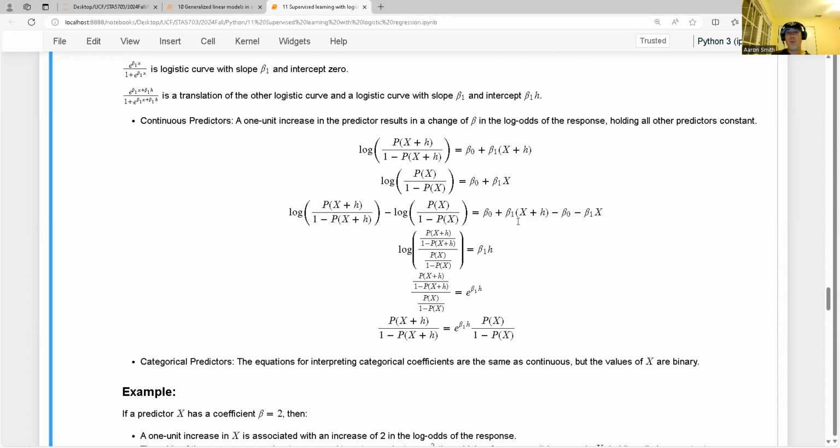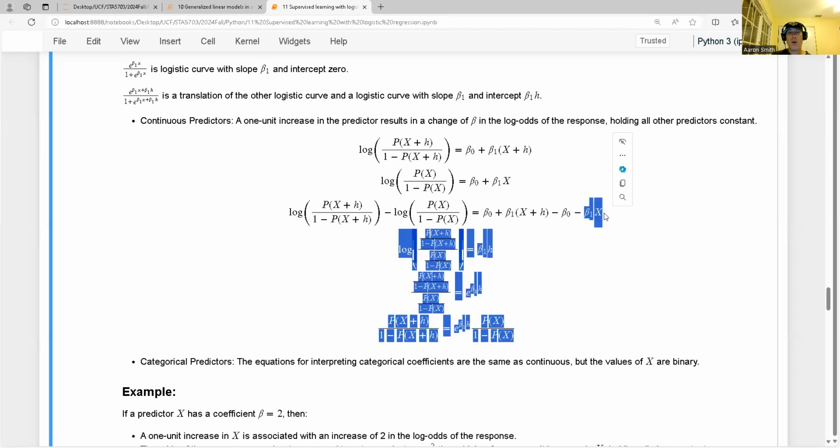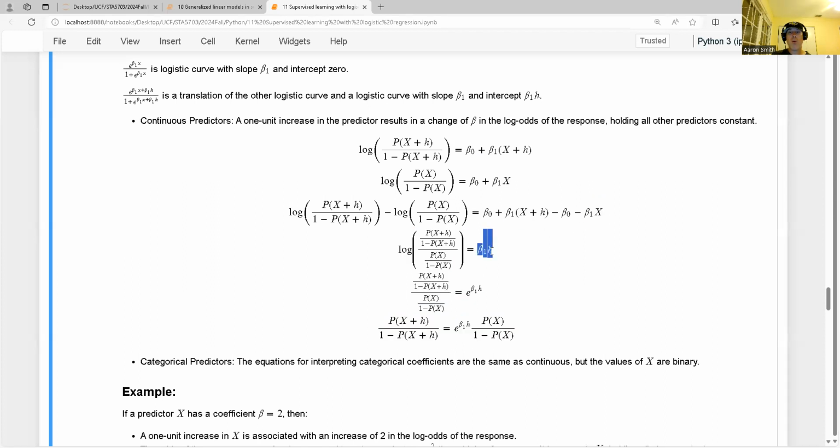Well, this is just going to simplify. The beta zeros cancel with each other. The beta 1 x's cancel with each other. And on the right hand side, I'm left with beta 1 h. Now, remember from college algebra, when I subtract logarithms, it gets converted to division. So now I have the log of the ratio of the odds. Okay, well, let's go ahead and simplify this if we can.